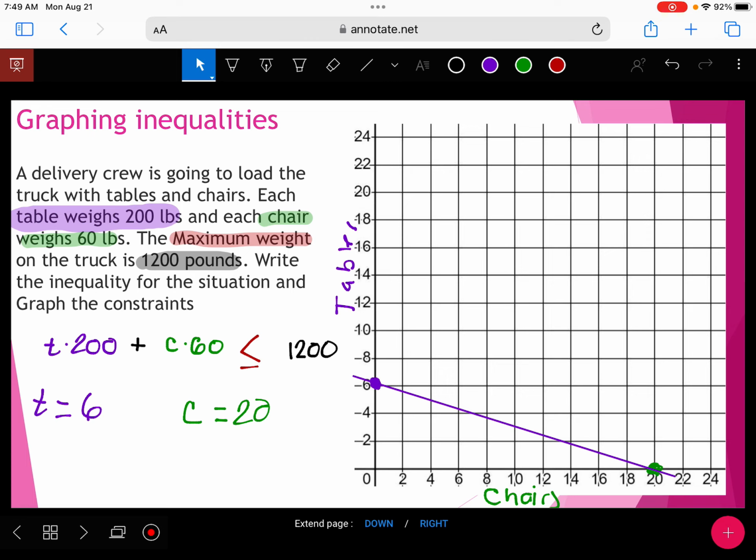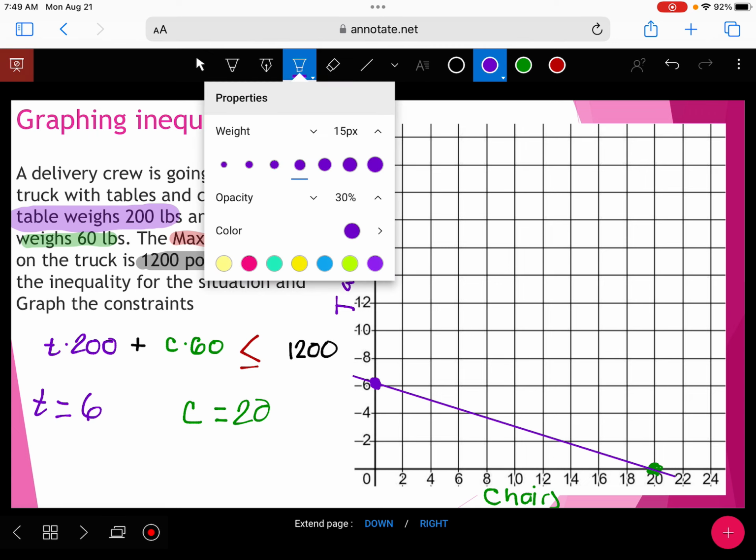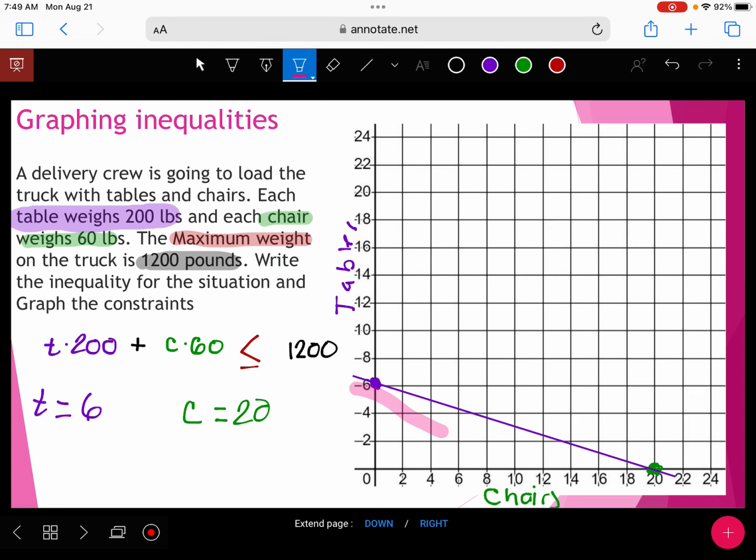And then since this is a logical situation, we might not even have to test a point. Think it through. Are we going to be shading above the line or below the line? Below, because I know I can't use 8 tables. We already said at most 6. If I bring 8 or 10 tables, my truck's overweight. So this one, we know, has to be below, because we logic our way through it.